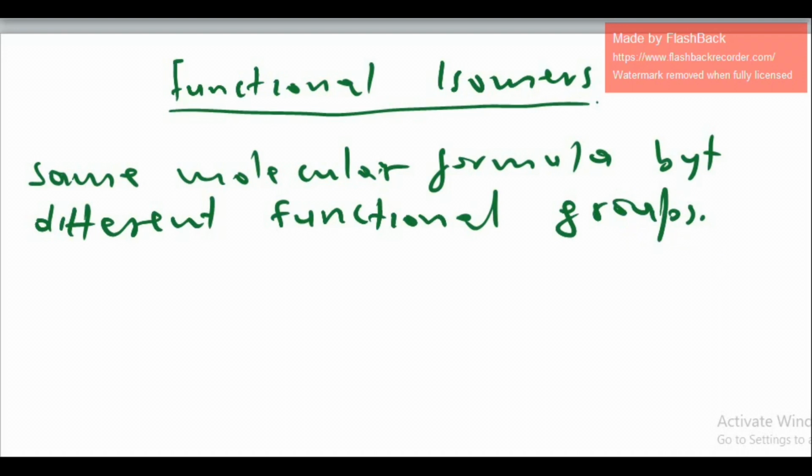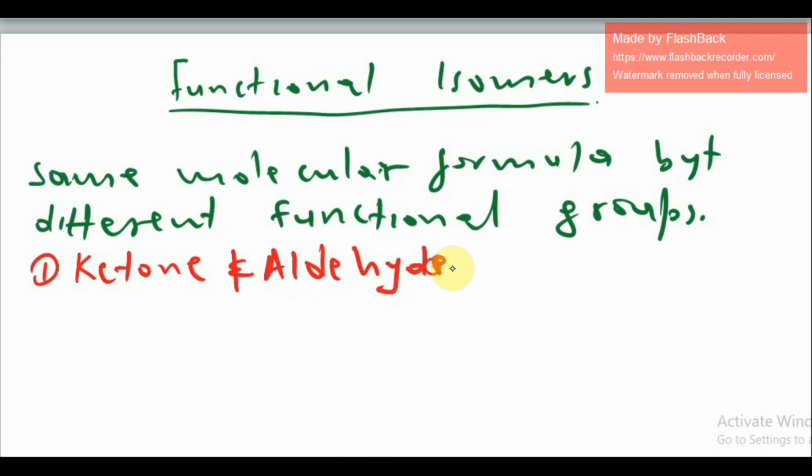Oh, this one's very simple. Now, we have only two types of these. A ketone together with an aldehyde. So if you are given a ketone, you will write an aldehyde. If you are given an aldehyde, you will write a ketone as a functional isomer.